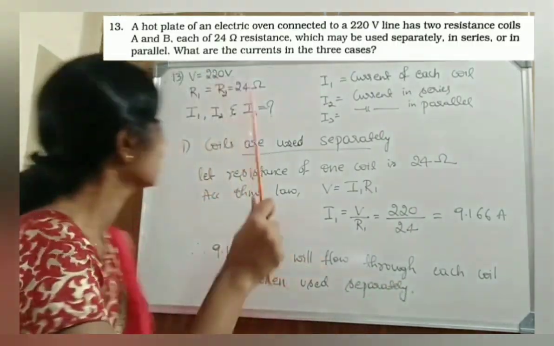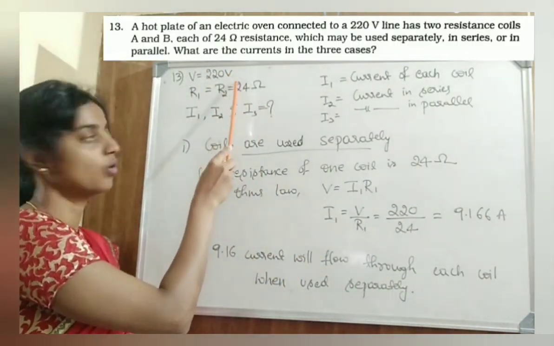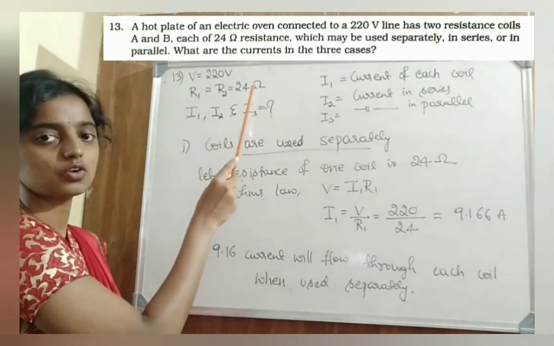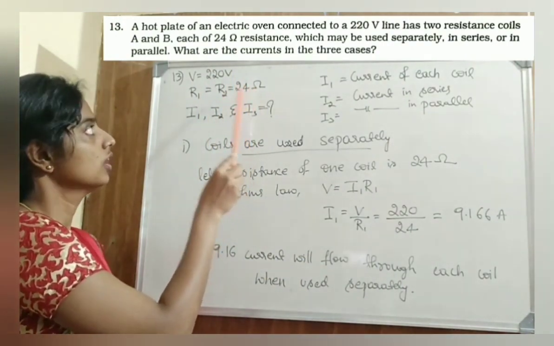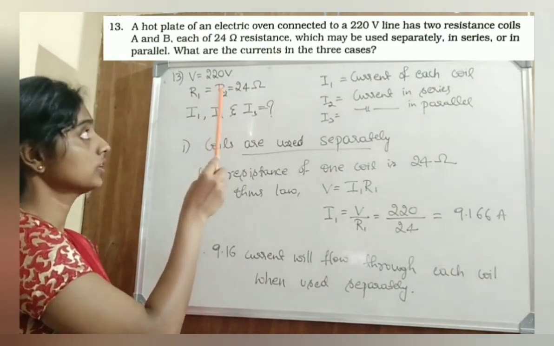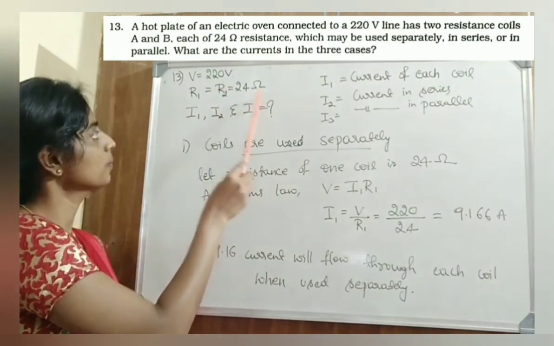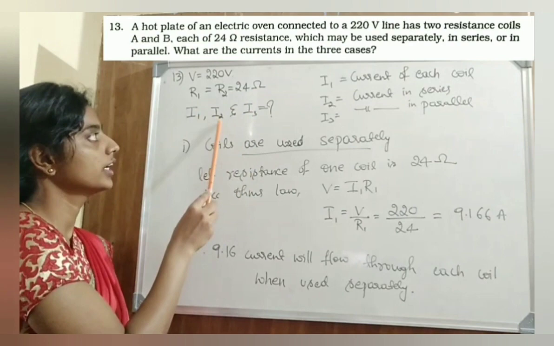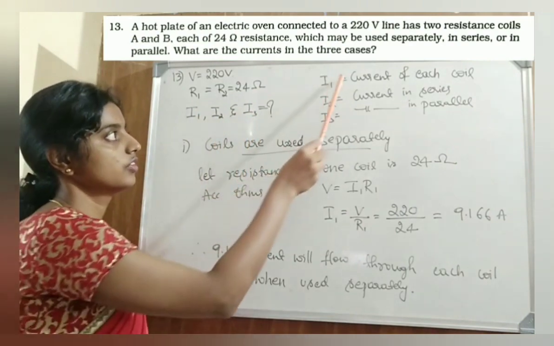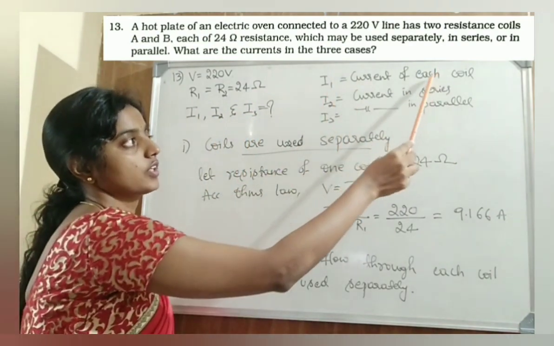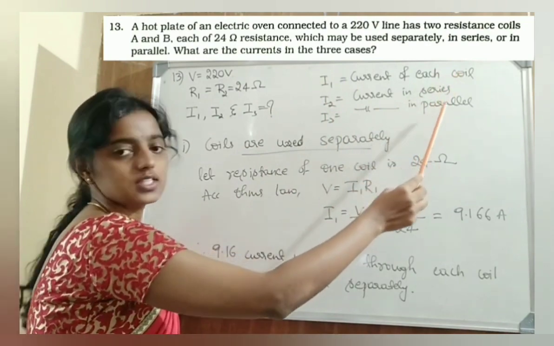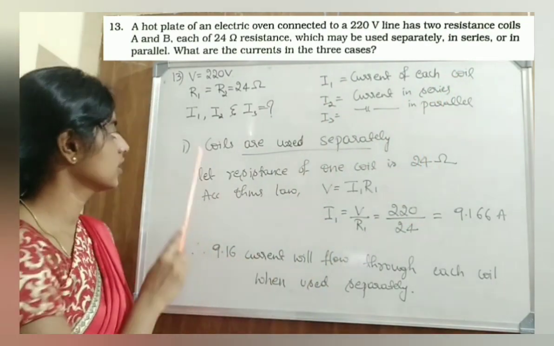Here the given things are V is 220 volt and the resistance of each coil is given as 24, that is R1 and R2 are 24 ohm, and we need to find out I1, I2, and I3, and these are the 3 different cases. First one is of each coil, next in series, next in parallel. Let us take the first one.